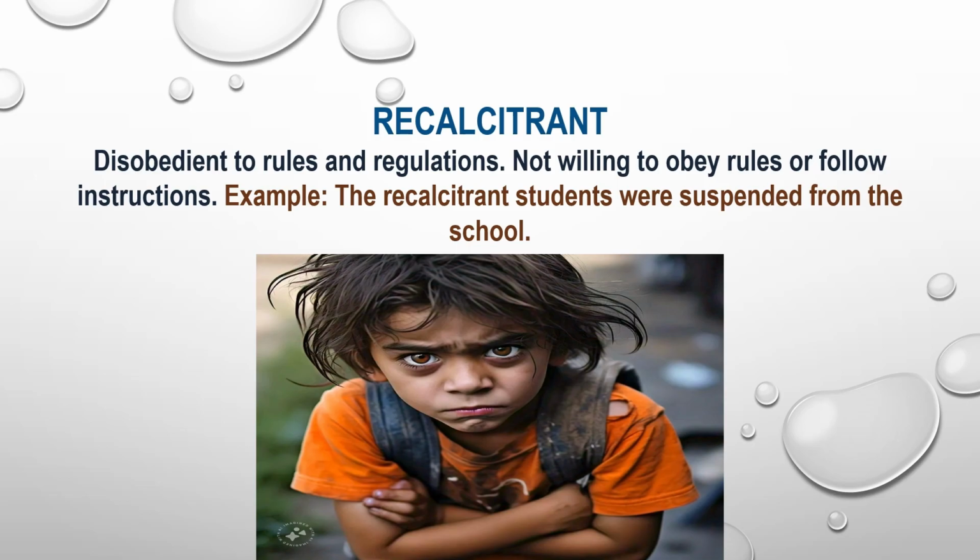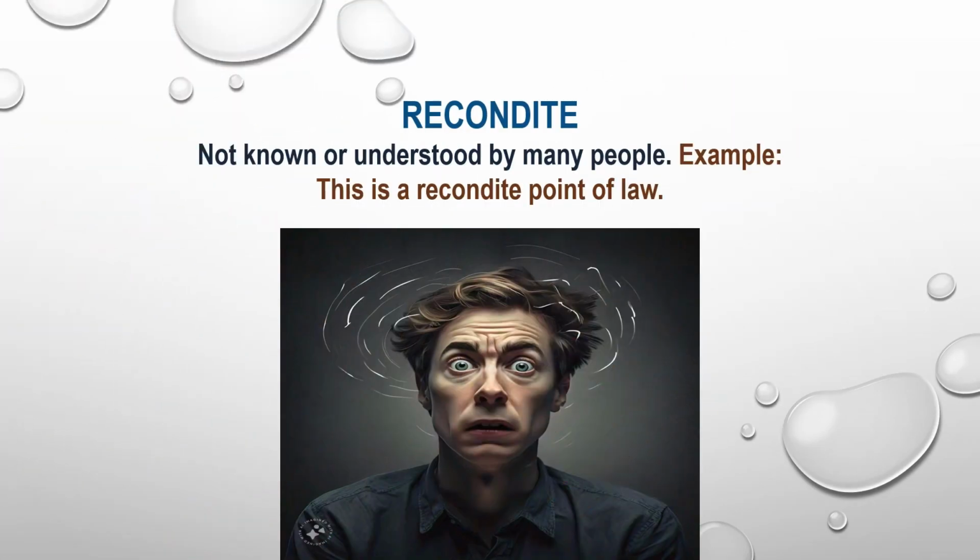Recalcitrant. This means disobedient to rules and regulations, not willing to obey rules or follow instructions. Example: the recalcitrant students were suspended from the school. Recondite. This means not known or understood by many people. Example: this is a recondite point of law.